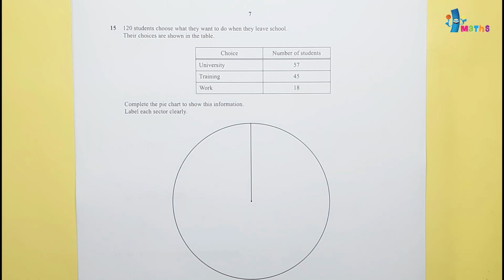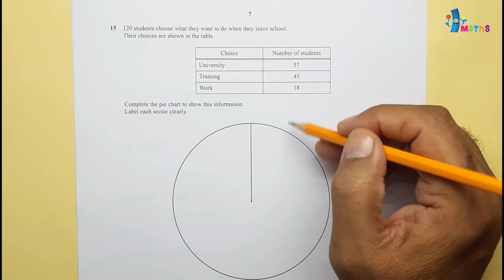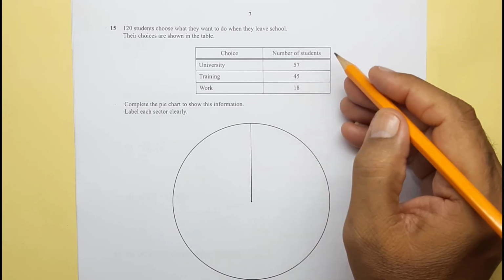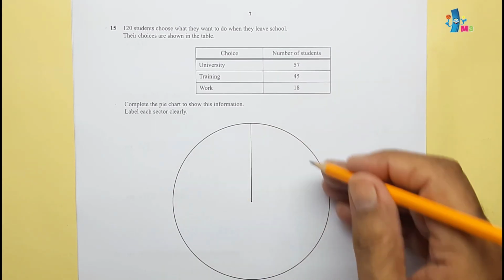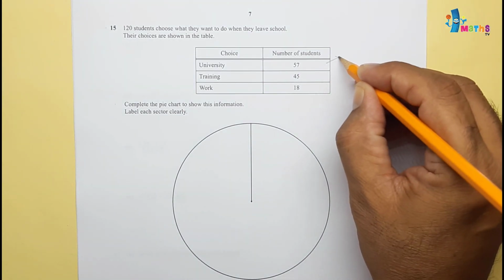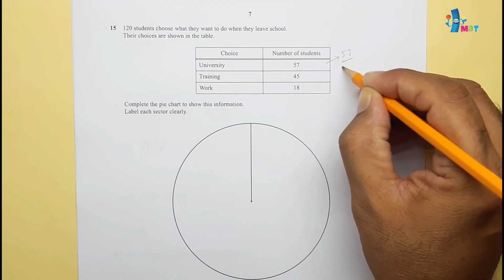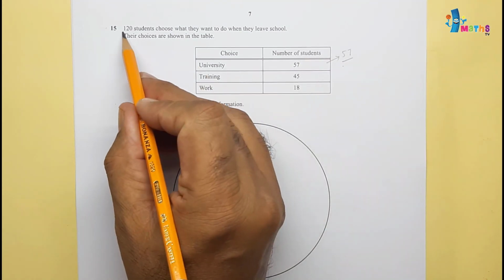Question number 15. 120 students choose what they want to do when they leave school. Their choices are shown in the table. Choice 1 is university. So we'll have to convert these numbers to angles, and we know that a complete circle has an angle of 360. So we will calculate 57 divided by the total sum, which is 120 students.